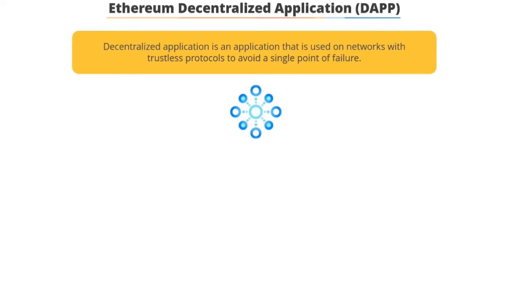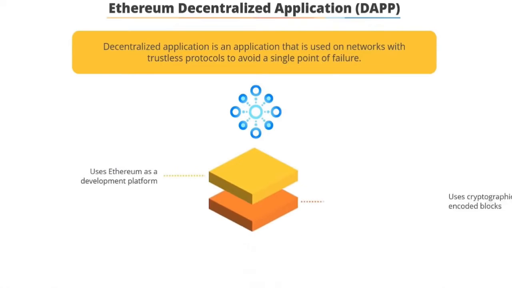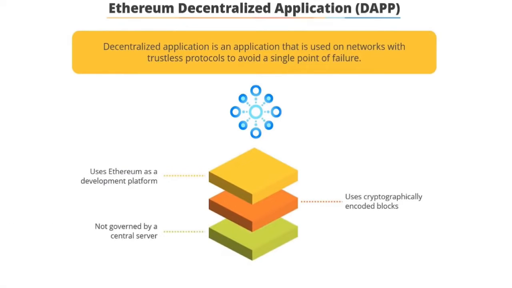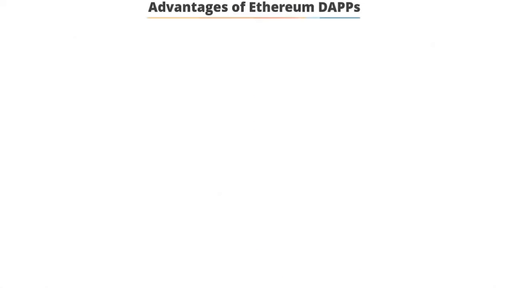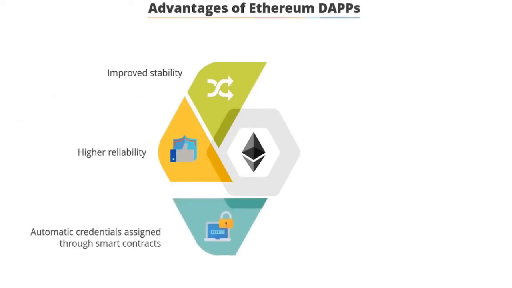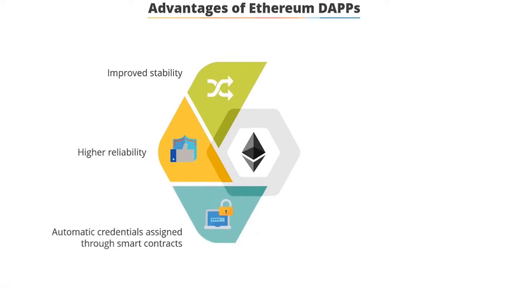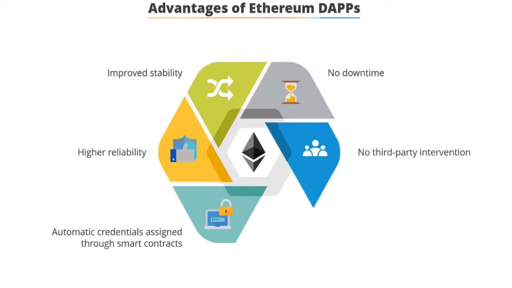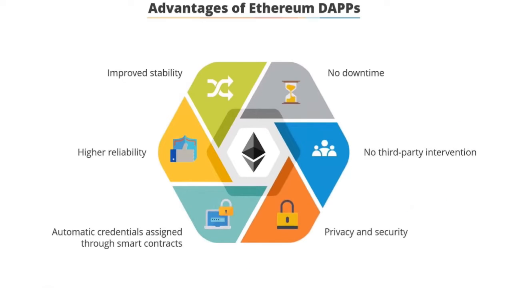Some properties of dApps are as follows. It uses Ethereum as a development platform. It uses cryptographically encoded blocks. It is not governed by a central server, and there is no master copy of the dApp. Let's talk about the advantages of dApps now. Advantages of dApp. Ethereum dApps have the following advantages: improved stability due to a distributed network, higher reliability, automatic credentials assigned through smart contracts, no downtime, no third-party intervention, and high security.